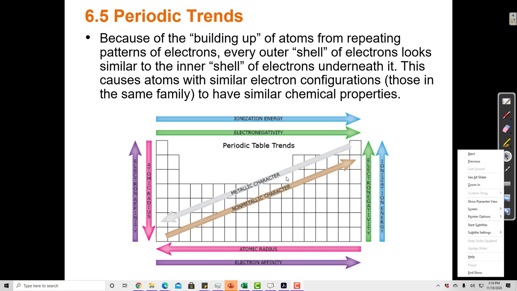We can also see a property called metallic character, how much an element conforms to the properties of an ideal metal. So as we look down and to the left of the periodic table, elements become more metallic. That's a similar trend as atomic radius, really down and to the left. And non-metallic character increases as we go up and to the right. So these elements up here are the least metallic, and these elements down here are the most metallic.